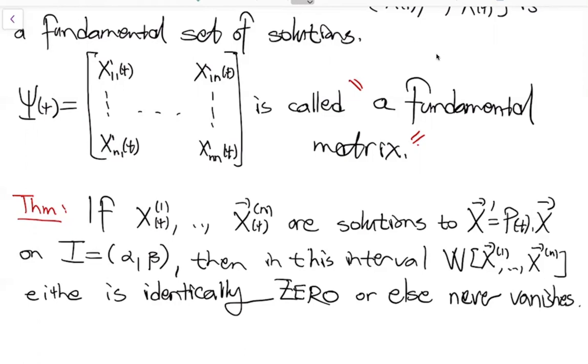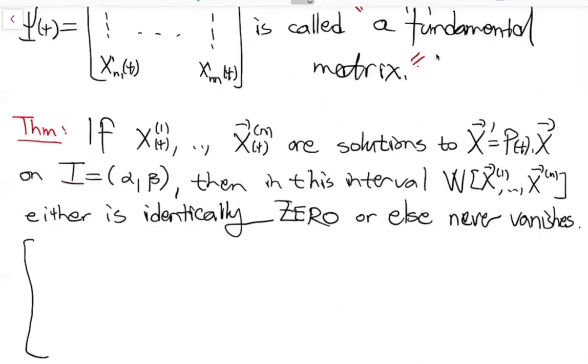You have a homogeneous system, and you found n many solutions on an interval. I'm not saying anything about linear independence. Now you check the Wronskian, and it says that either the Wronskian is completely 0 on this interval, or it never vanishes. This is a very strong result, and you can call it Abel's theorem. This is from the exercises. Basically, Abel's result says the following.